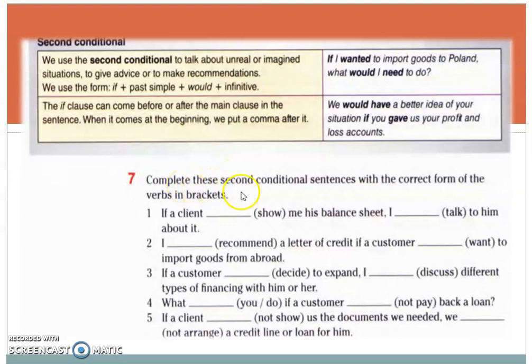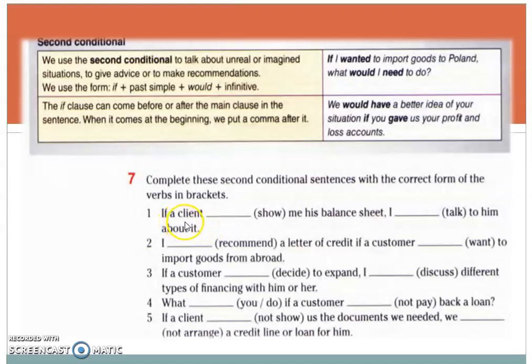So here is another task that you need to do. Complete these second conditional sentences with the correct form of the verbs in brackets. Do you want me to give an example again for number one? Well, I will just give this to you as an example.